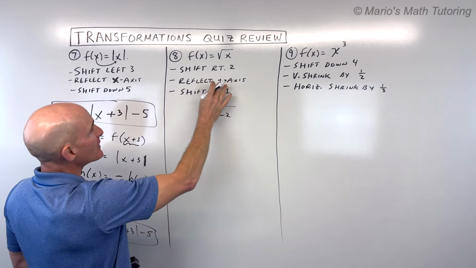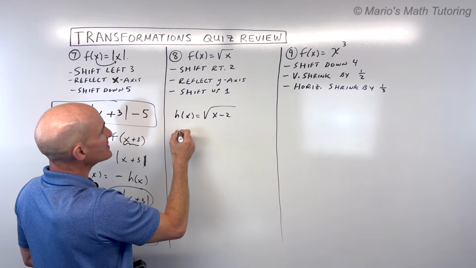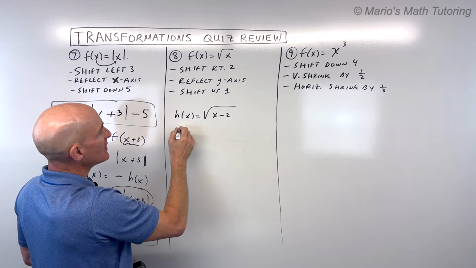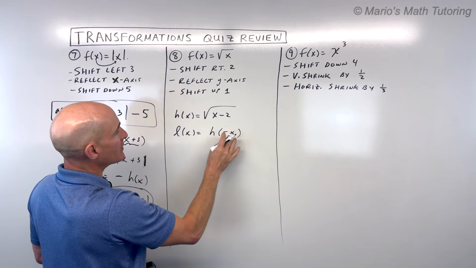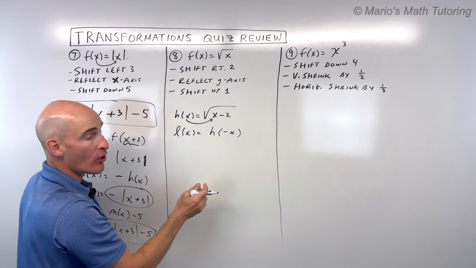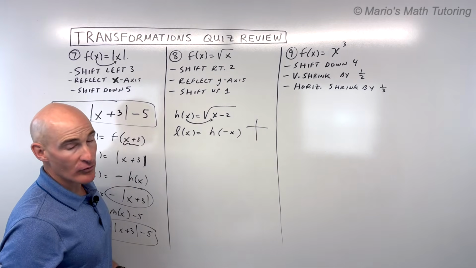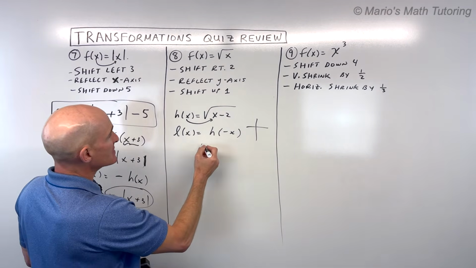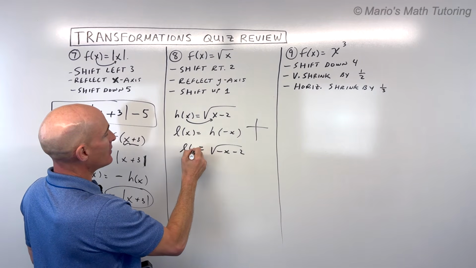Now, when we reflect over the y-axis, let's just call this h of x for a moment. So let's say we reflect over the y-axis, we'll call this L of x. That's really going to be h of negative x. So we're taking this previous function and replacing x with negative x. Remember, if all the x values are the opposite, that's going to reflect the graph over the y-axis. So this is going to look like square root of negative x minus 2. That's our L of x.